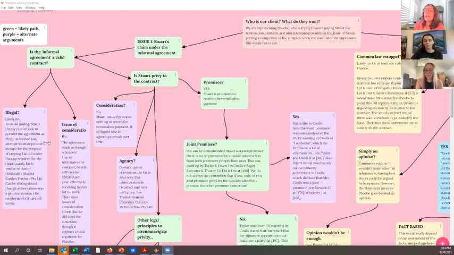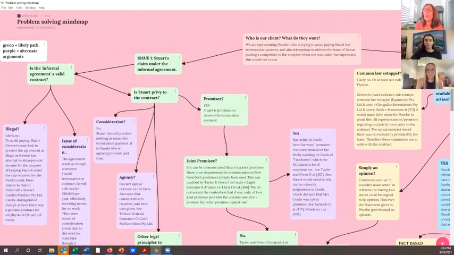So Emily's going to tell us a little bit about her response to the question, but mainly about how she tackled legal problem solving in this particular task.